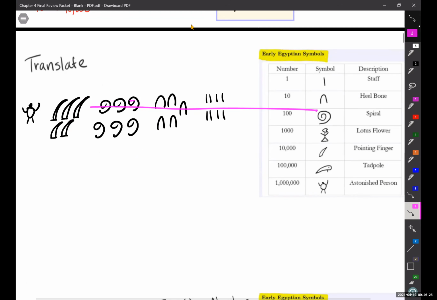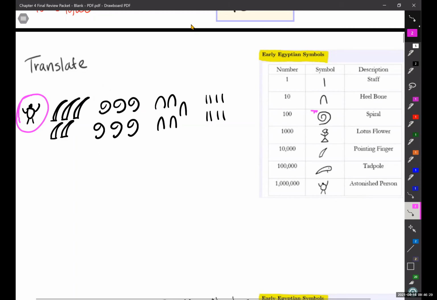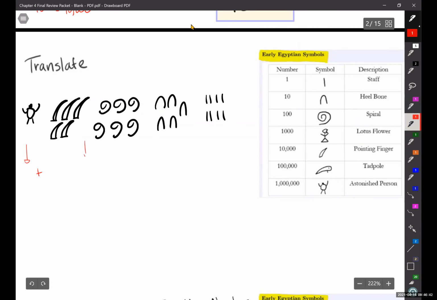So what you'll do is you'll carefully find which symbol this is. And since there's one of it, we have one of that number. Continue that. Which symbol is this? Since there's 5 of it, we have 5 of that number. So I'd encourage you to translate each group piece at a time and then add everything together.